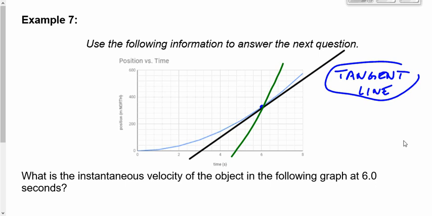Now what I've got to do is take 2 points on the graph, I don't know, maybe this point and this point, and find the slope. How do you find the slope? You know this. It's rise over run. Or it's delta y over delta x. Or it's delta d over delta t.